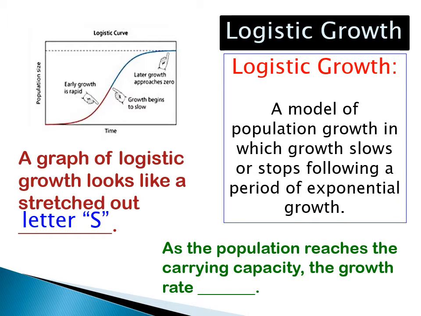And as the population reaches the carrying capacity, the growth rate slows. It could even stop in some cases completely. And you may even get a population crash where the population drops very rapidly because all the resources have been decimated.